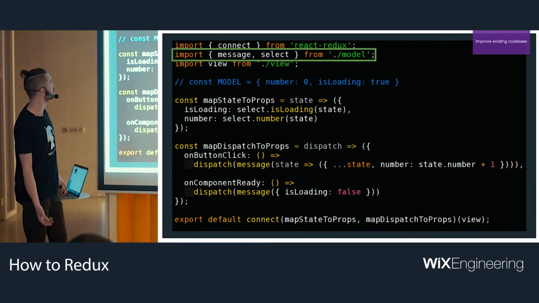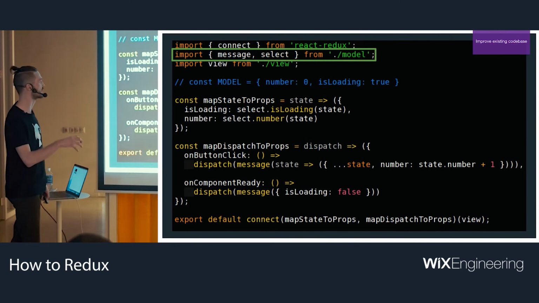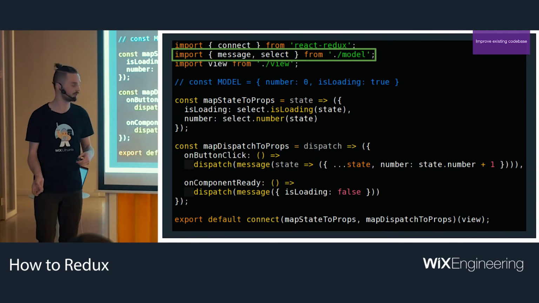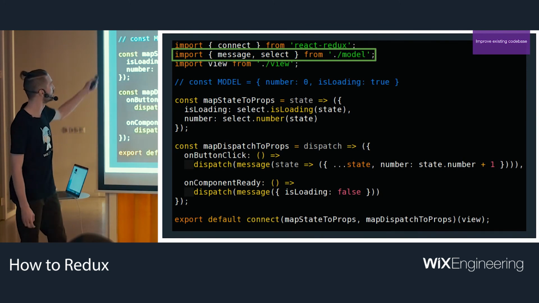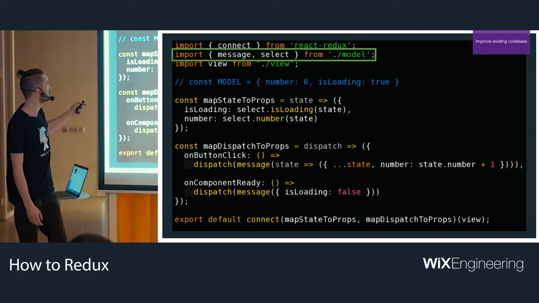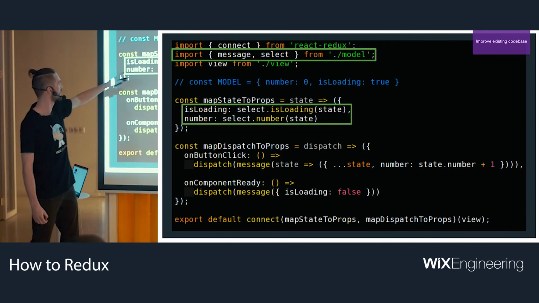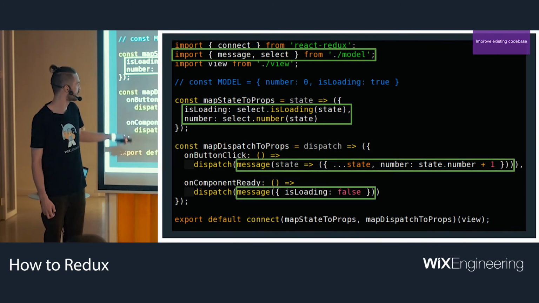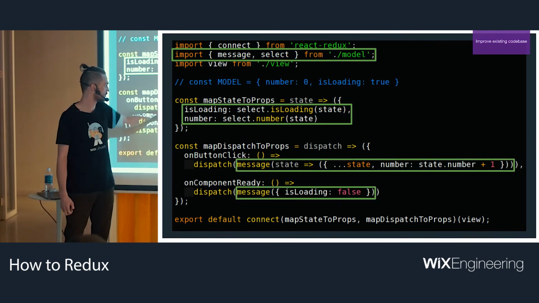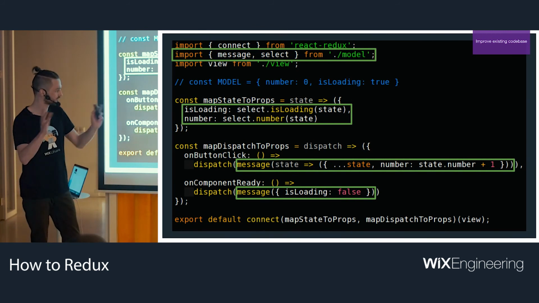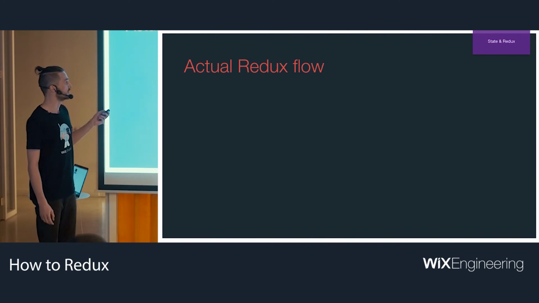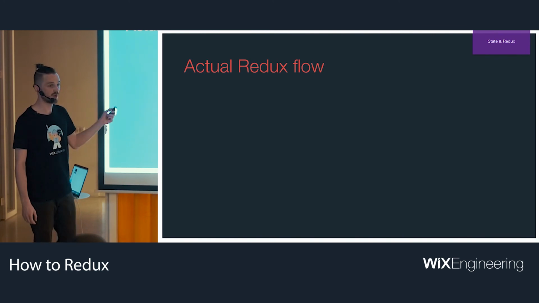So I guess I would call this file index.js because I'm connecting Redux stuff with the view. So I import message and select. Maybe it can be called Selector, I don't really know. I use the select same way as before. And here in the map dispatch to props, right here I just create a function which will dispatch the new object, the new state.